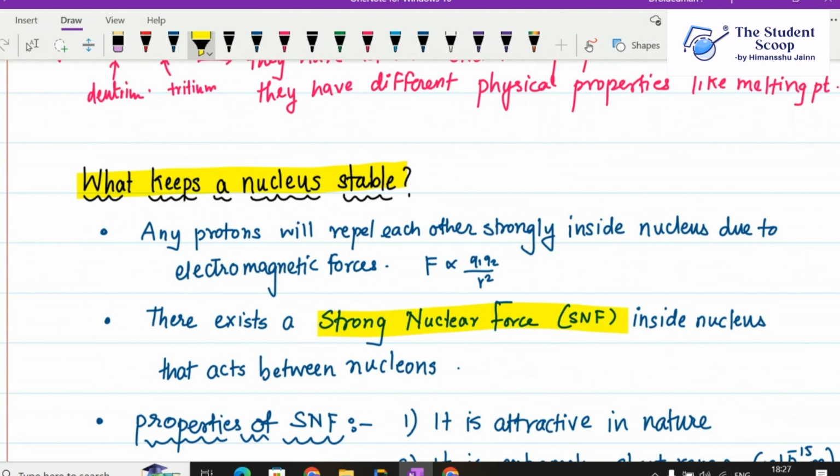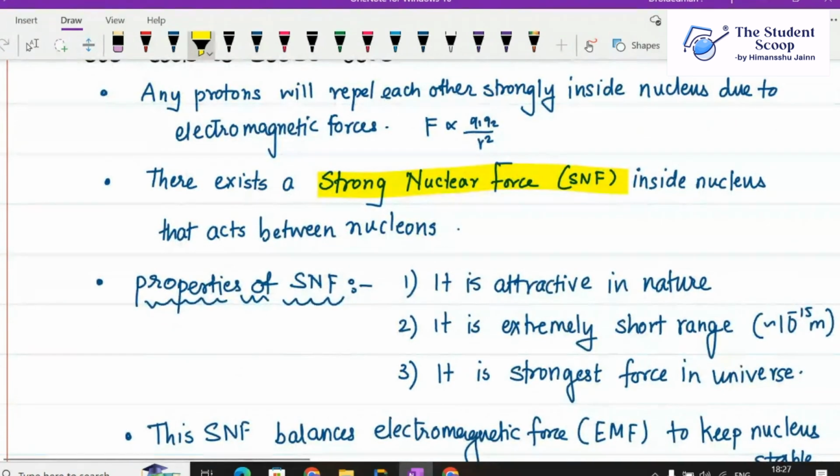Inside a nucleus, the strong nuclear force is attractive in nature. It acts like a balancing force toward the electromagnetic repulsive force, and it acts between nucleons. It doesn't have to be between protons and neutrons. It acts between protons, between protons and neutrons, and between neutrons as well. So for any nucleon inside a nucleus, the strong nuclear force is highly active.